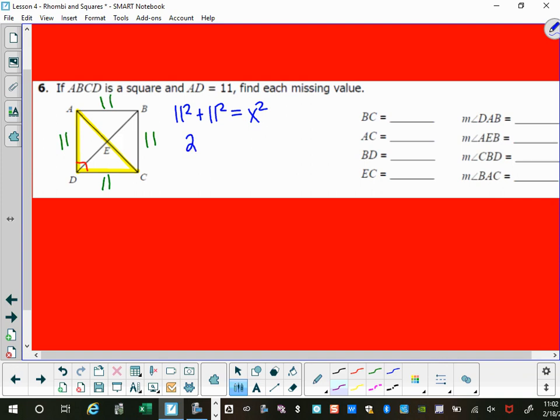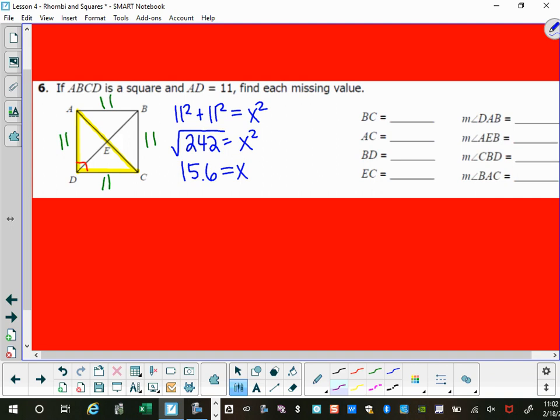So 242 equal to x squared. So what do you get for x? We take the square root. Round to the nearest 10. So your x is 15.6. So that means that entire diagonal is 15.6.